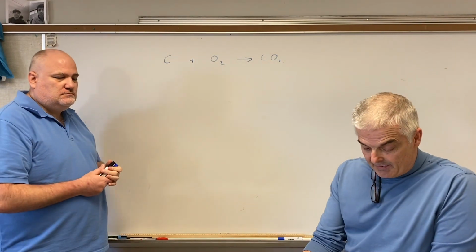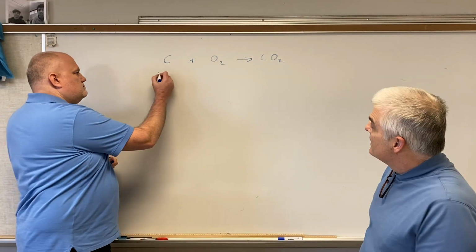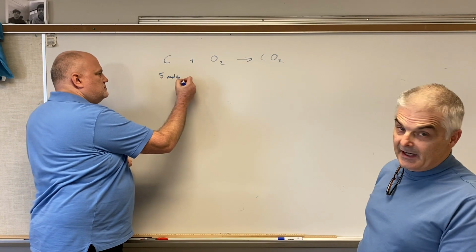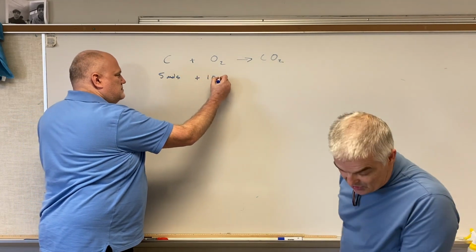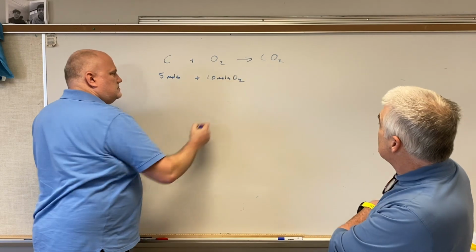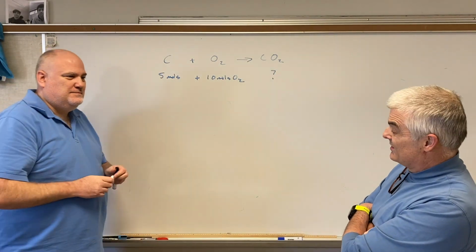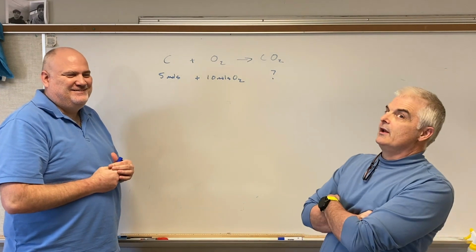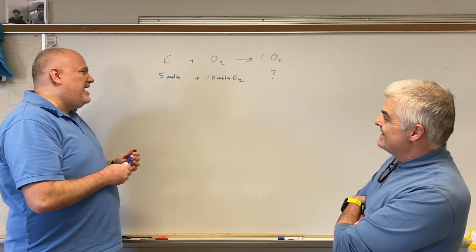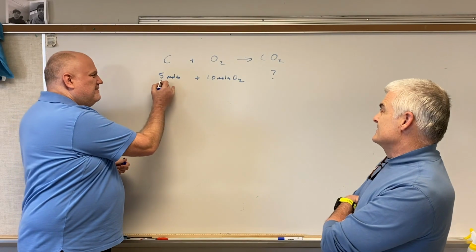But let's say we have 5 moles of carbon and 10 moles of oxygen show up to the dance, so to speak. How many moles of CO2 can I make? Now, this doesn't take a rocket scientist to figure out, since the ratio is 1 to 1 to 1. It's obvious, right?